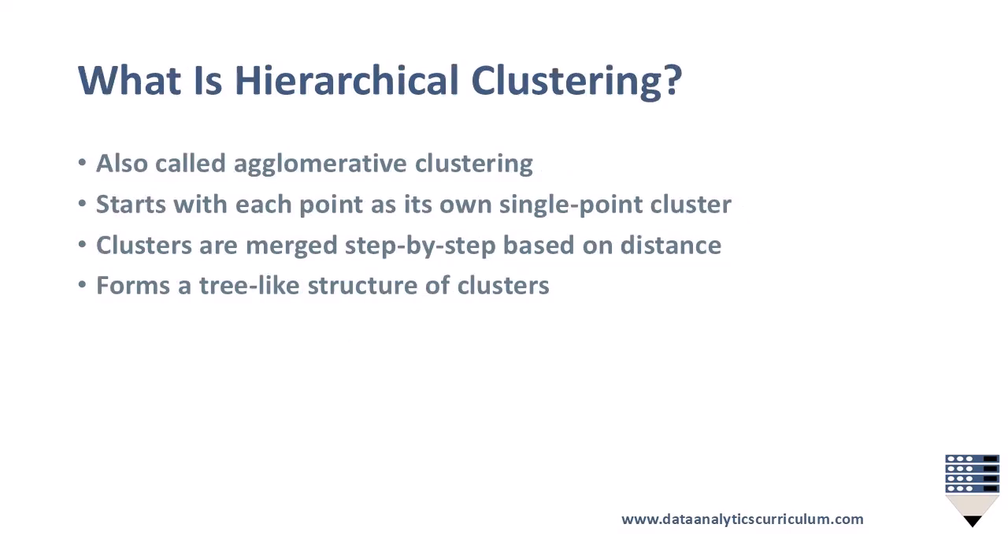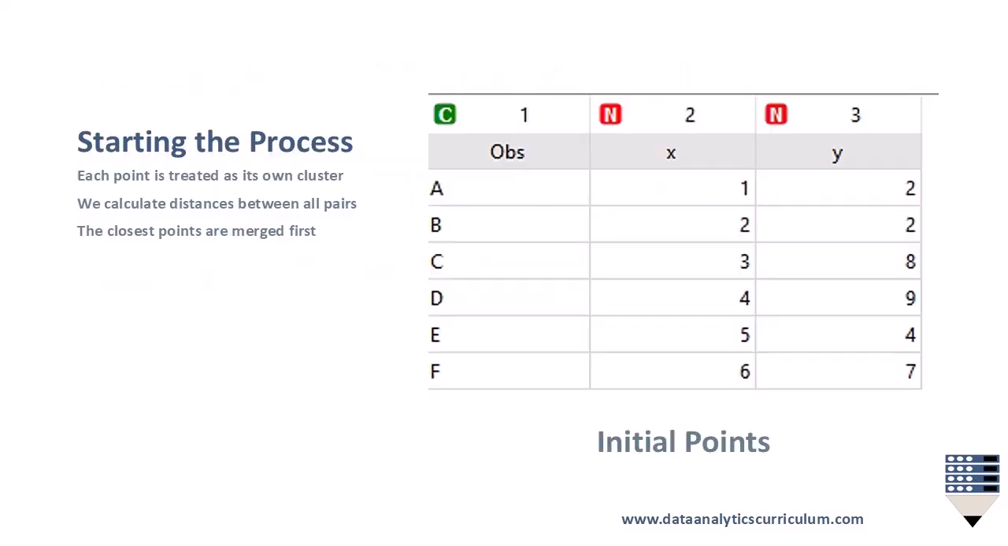What is hierarchical clustering? Hierarchical clustering, also called agglomerative clustering, starts with each point as its own cluster. At each step, the algorithm merges the two clusters that are closest together based on distance. This process continues until all points are combined into one large cluster, forming a tree-like structure that represents the hierarchy of groupings.